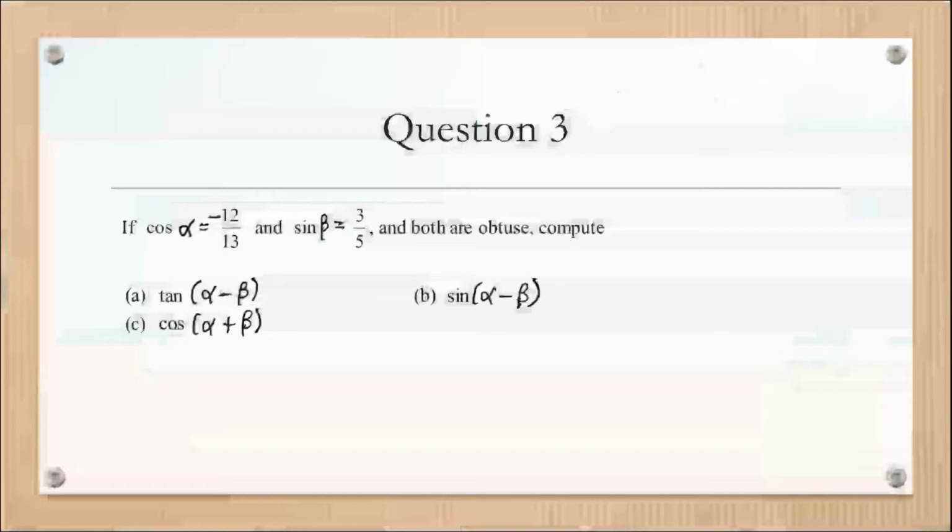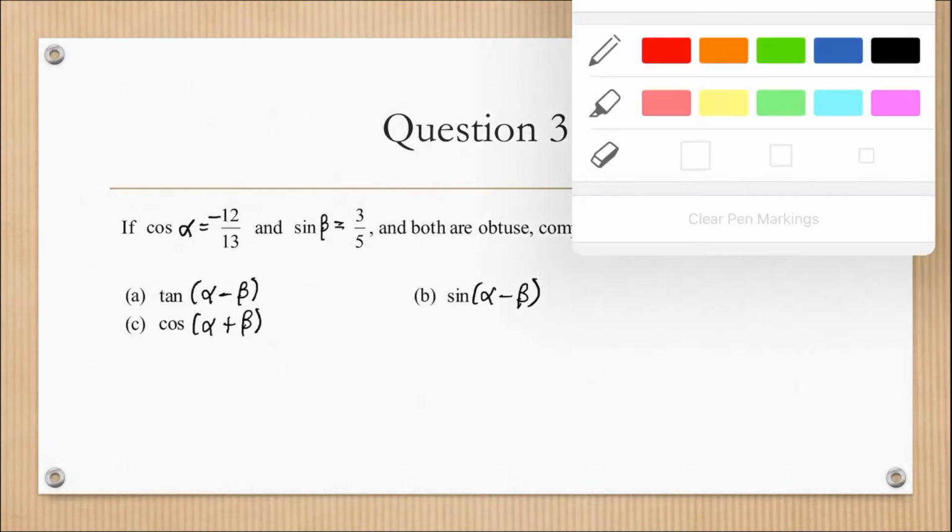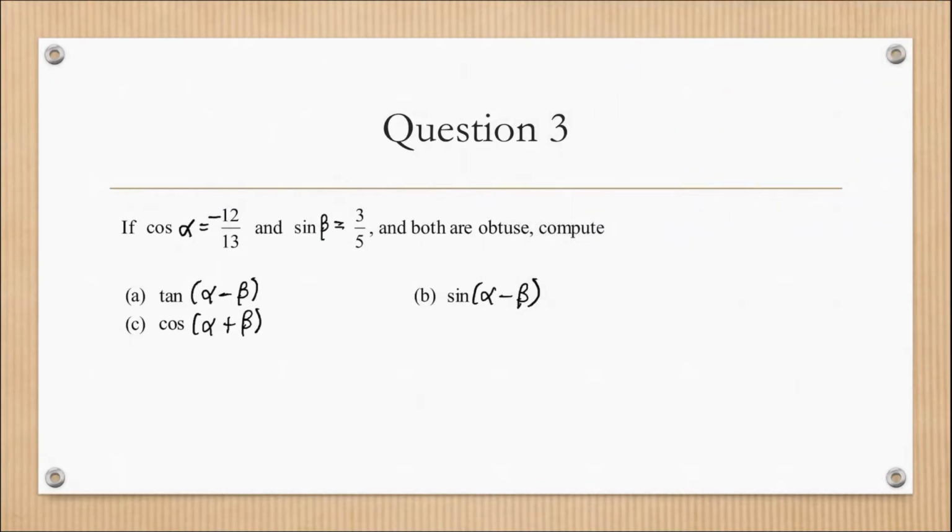So in this video we are going to discuss question 3. If cos alpha is negative 12 per 13 and sin beta is 3 per 5 and both are obtuse, compute tangent alpha minus beta.